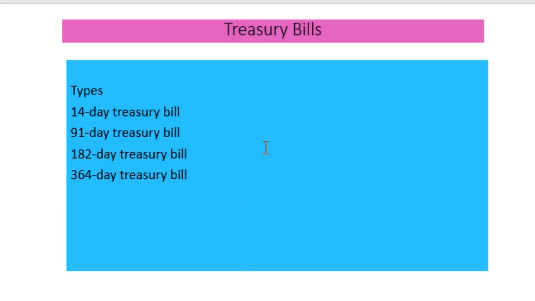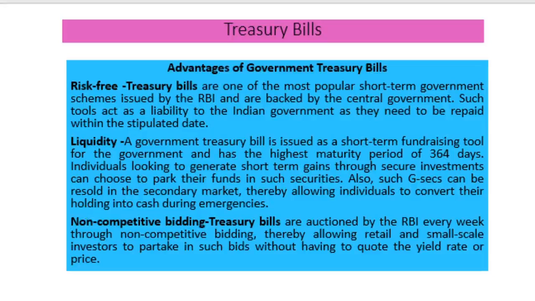And we know that the maximum tenure for a treasury bill is 364 days. In accordance with that, treasury bills are divided into four categories according to the dates of maturity, that is, 14-day treasury bill, 91-day treasury bill, 182-day treasury bill, and 364-day treasury bill. These are the different types of treasury bills.